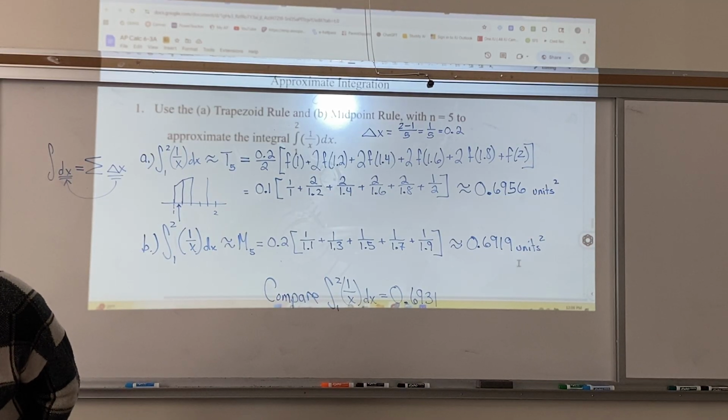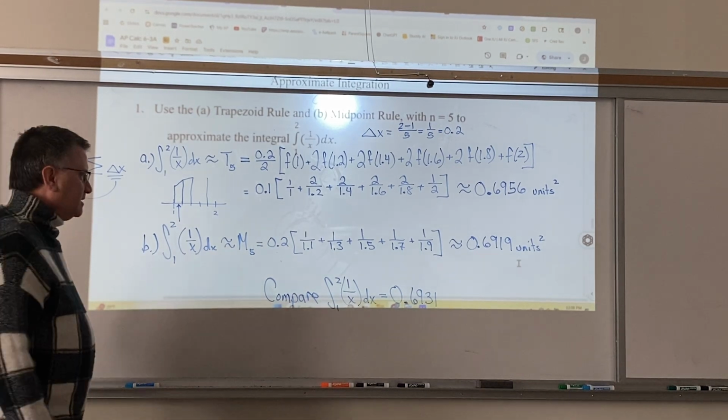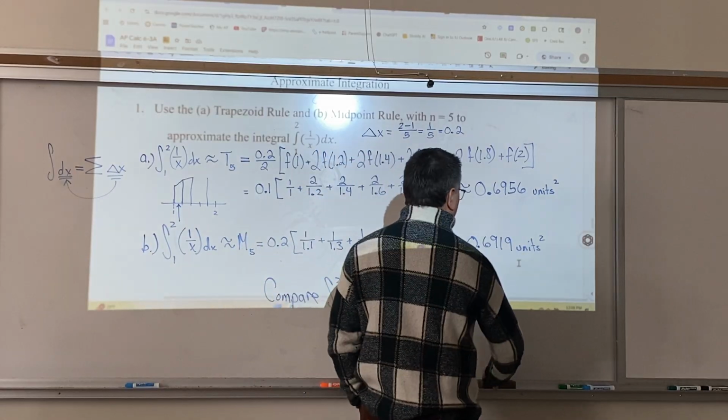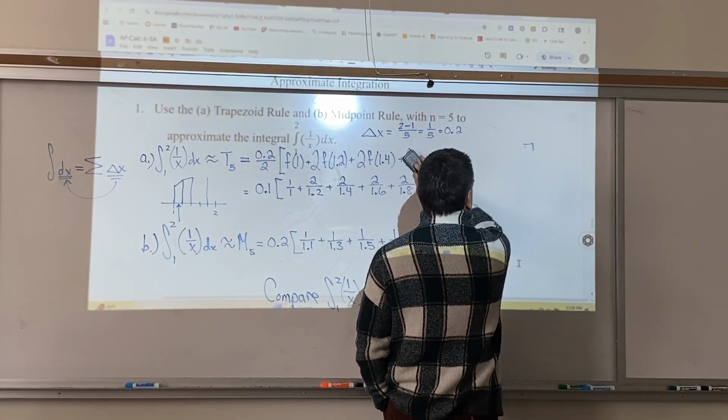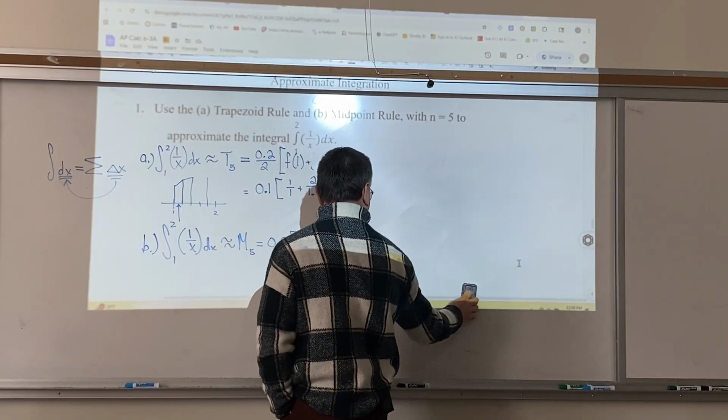Use the trapezoid rule. Ooh, what if n equals 10? Well, I did say more was better than less.